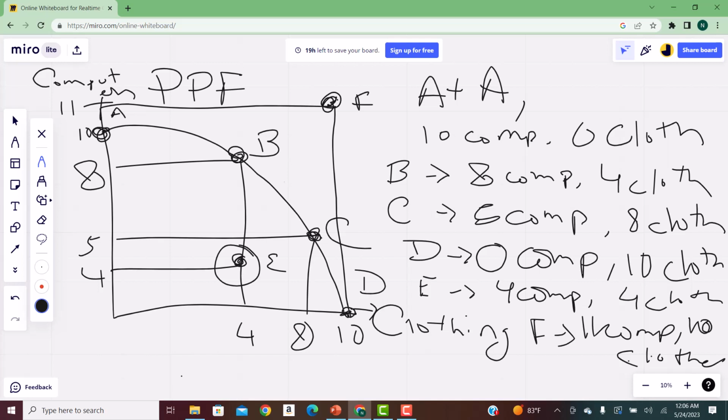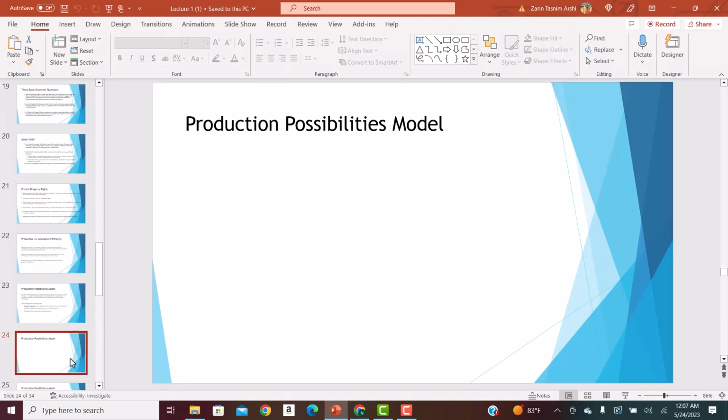And these are the different combinations of clothings and computers we can make in an economy depending on where the economy is operating. Like if it's at point A, then the economy is producing no clothing and it's producing 10 computers. Now, if it is at point C, the economy is producing 5 computers and then 8 clothings. So these are the different combinations we can have in a PPF. Okay.